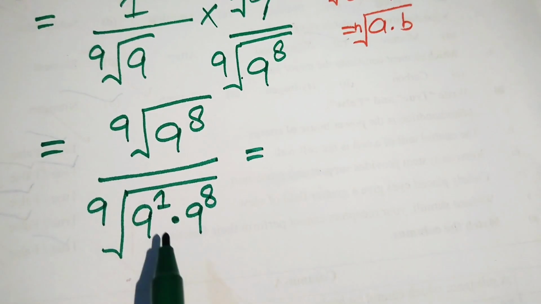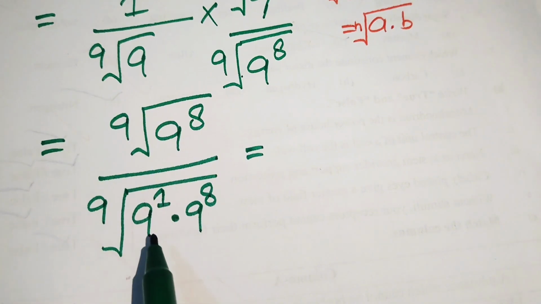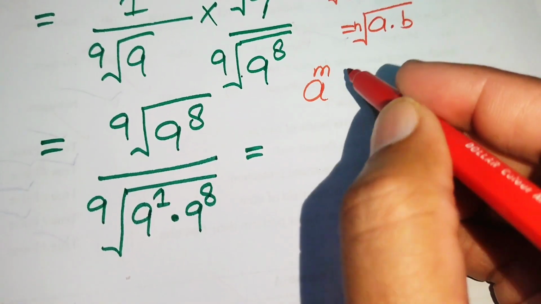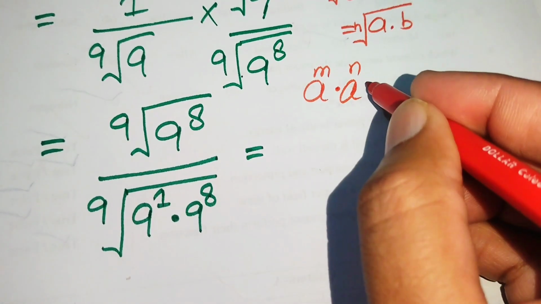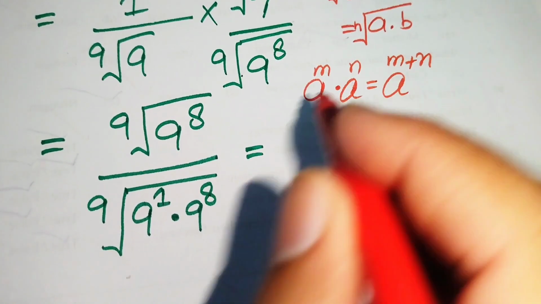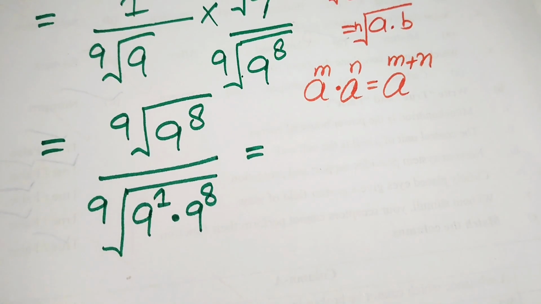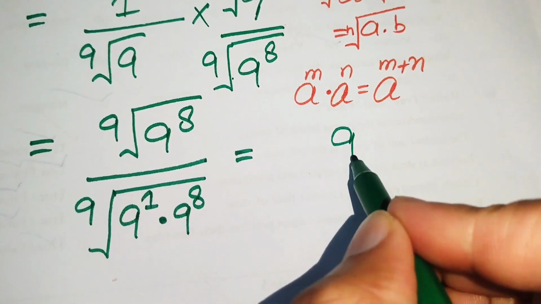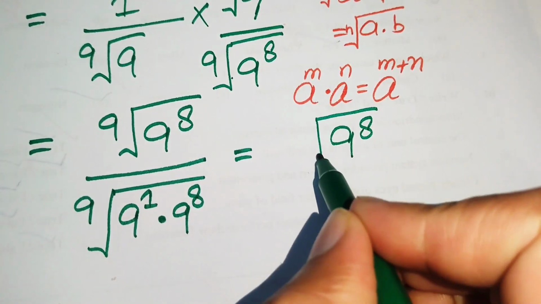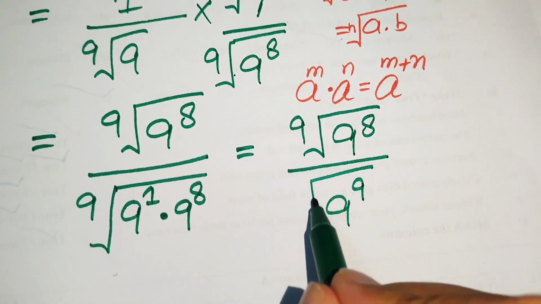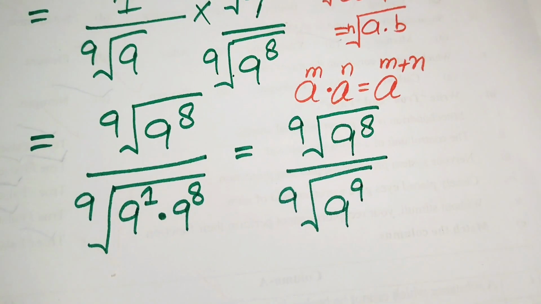So here we need some simplification in the denominator. We know that in the denominator the bases on both of these terms are the same, so we use this nice exponential law. If you have a to the power of m into a to the power of n, it is equal to a to the power of m plus n. So according to this law, we add these two exponents, and it is written as the ninth root of 9 to the power of 8 divided by the ninth root of 9 to the power of 9.